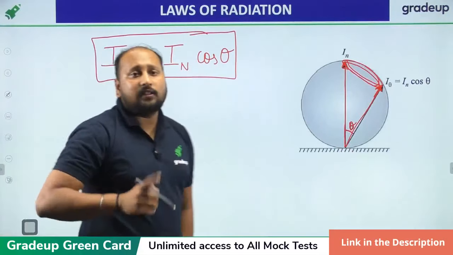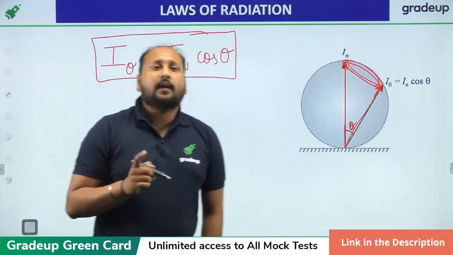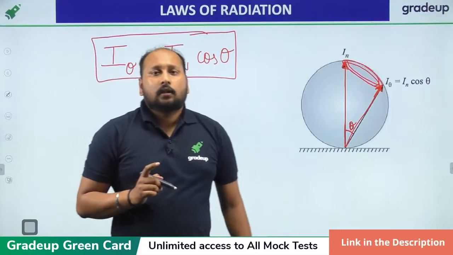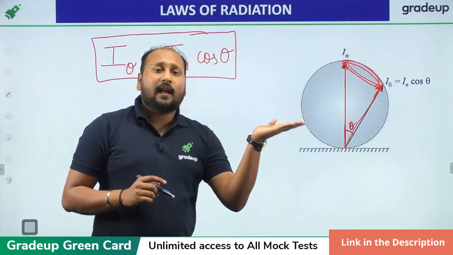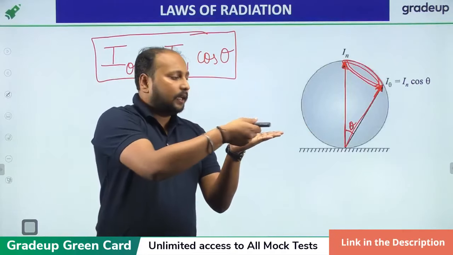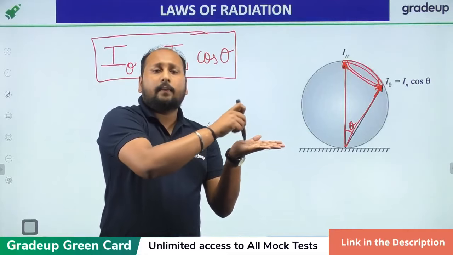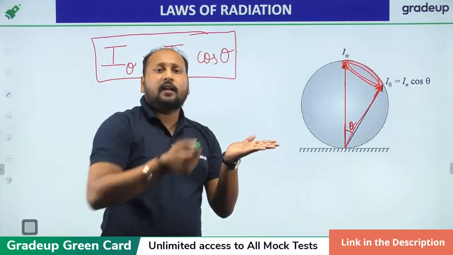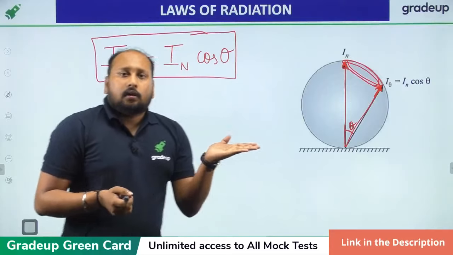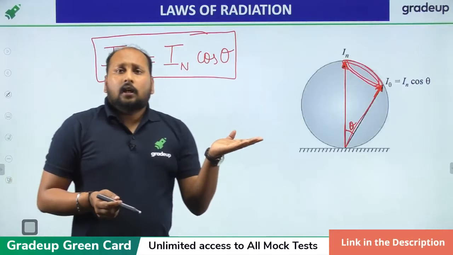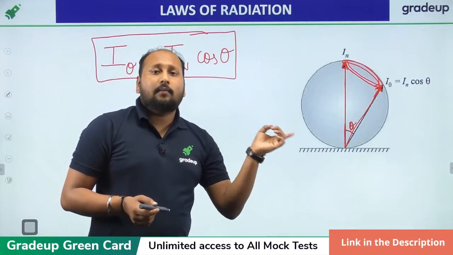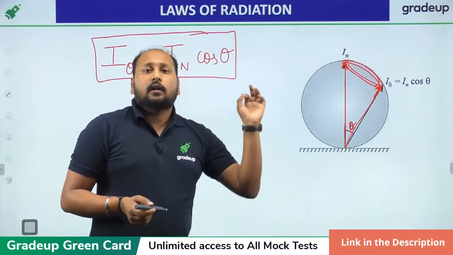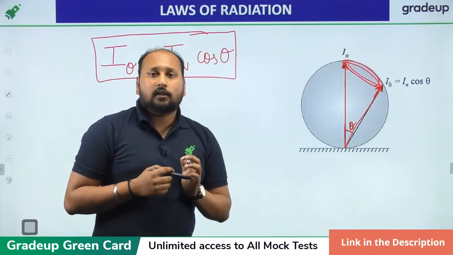So can you tell me in which direction we will be having the maximum intensity of radiation? If you are having a surface like this, in which direction will we have the maximum intensity of radiation? Is it along the surface, or perpendicular to the surface, or at an angle of 45 degrees with the surface? Got my question? At what inclination will you have the maximum intensity of radiation? In the normal direction.